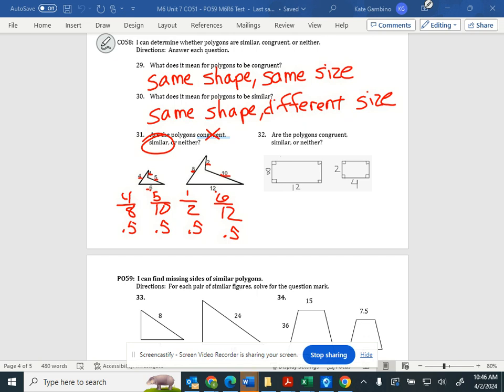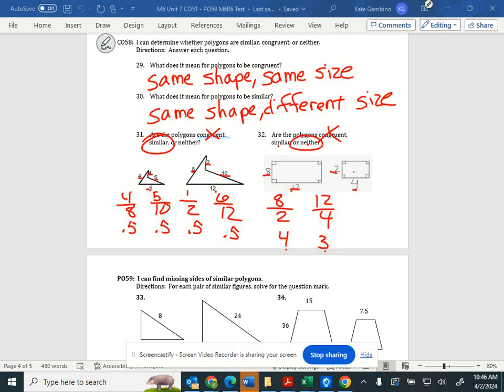For my second one, again, not the same numbers, so they are not congruent. So I need to decide, are they similar or neither? I'm going to match up my sides. So 8 and the 2, the 12 and the 4. 8 divided by 2 is 4. 12 divided by 4 is 3. They do not divide down the same way. So this is a neither.